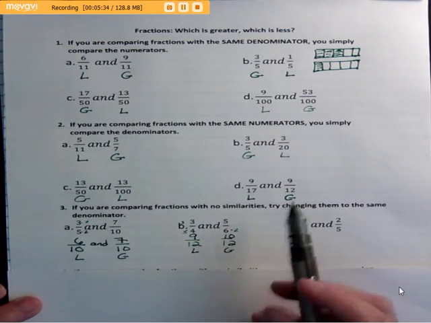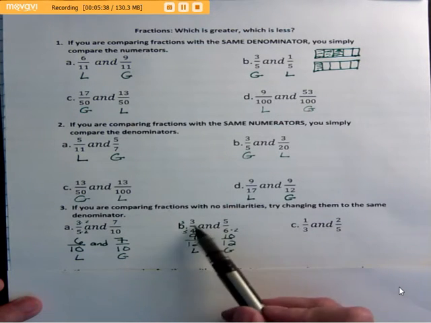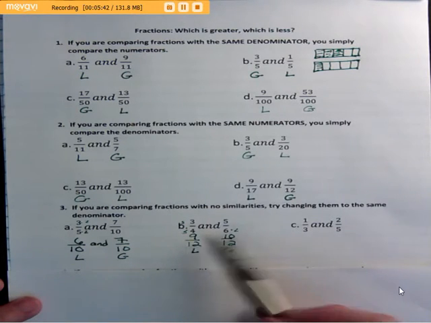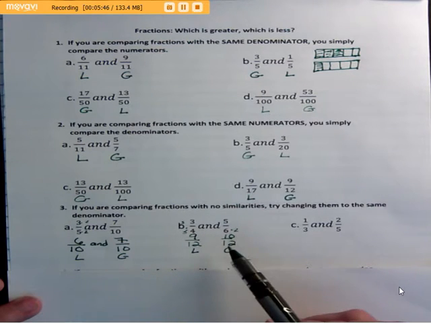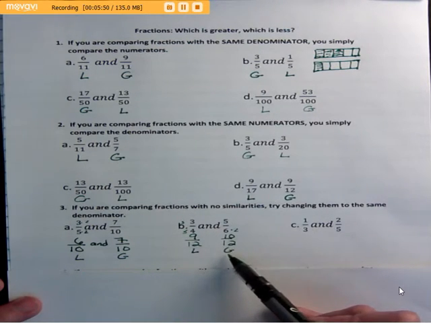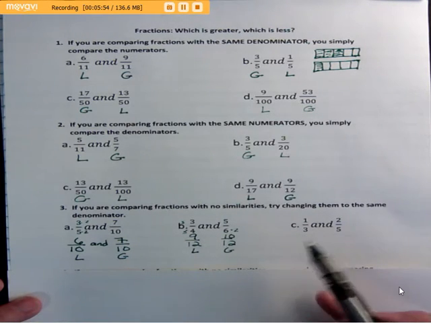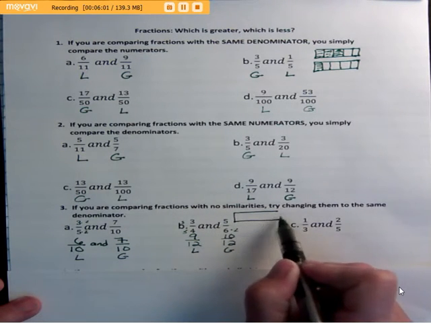Another way to think about it is what's missing here? I'm missing 1/6, and here I'm missing 1/4. What's bigger, 1/6 or 1/4? Well, 1/6 is smaller than 1/4. So I'm missing a smaller piece, which means I have a greater fraction, because I'm not missing very much of that. And so it's harder to see. It's one of those things you have to practice.